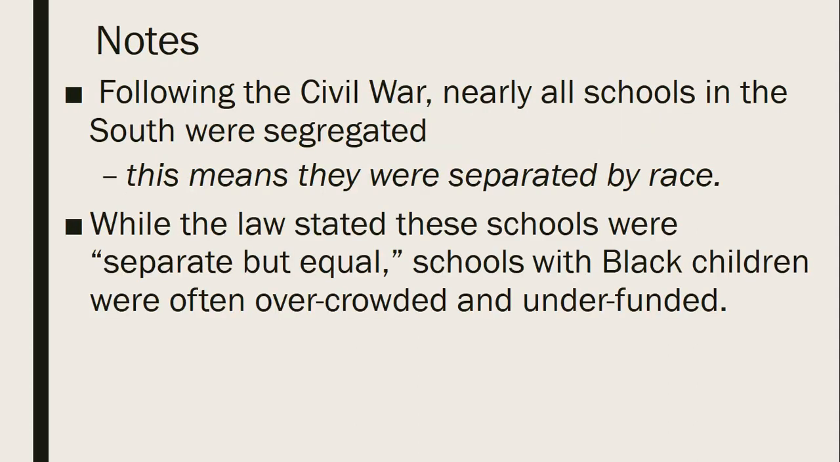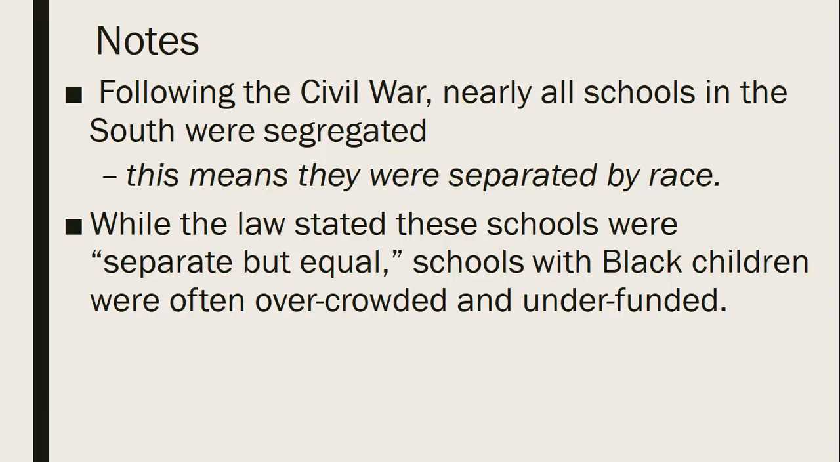All right. So, following the Civil War, nearly all schools in the South were segregated. To be segregated means they were separated by race. This means that if you were to go back in time in New Orleans and look at the schools, you would either attend a school that is all white or a school that is all black. They did not have schools that mixed the races. This was supported by law.